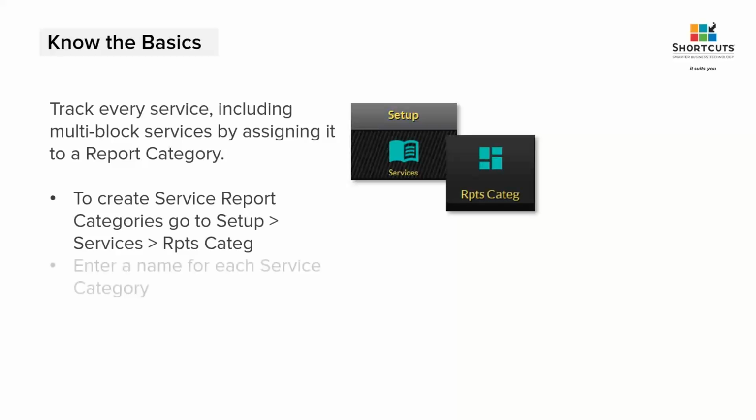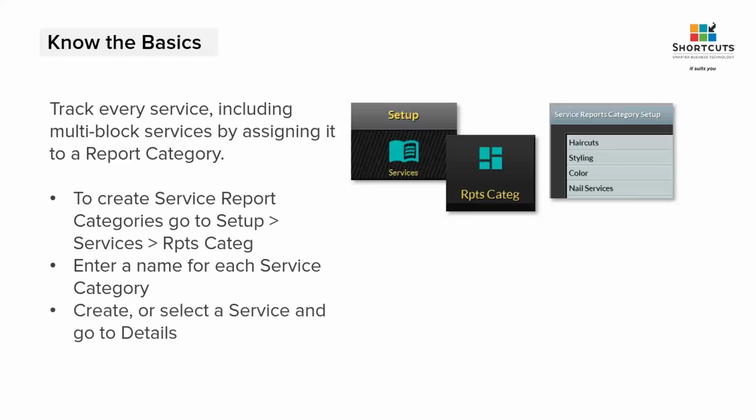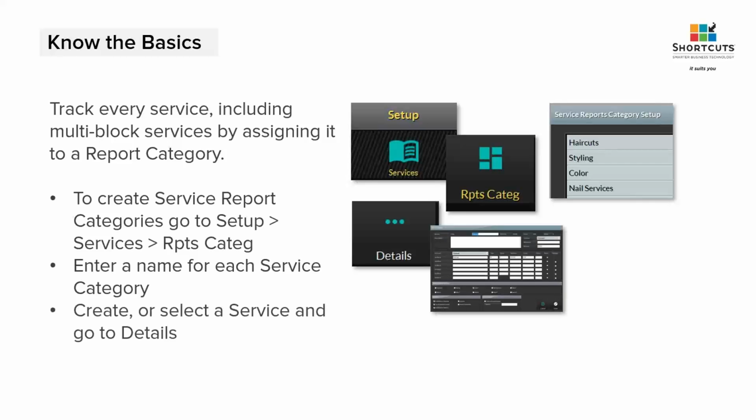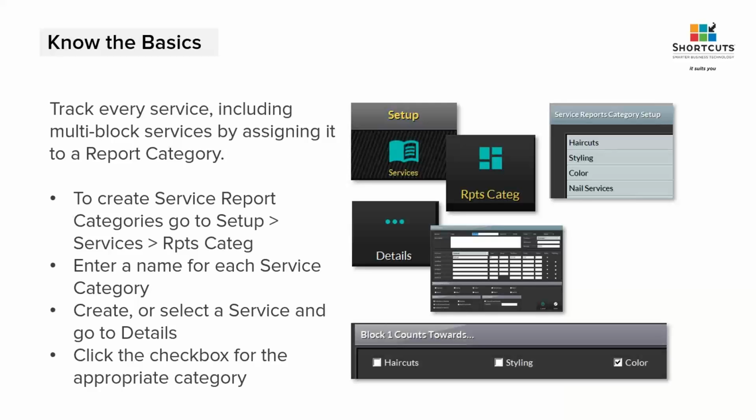So one of the big ones, we want to make sure that you're tracking your services, especially if you're performing multi-block services. So before you run any service reports, make sure your service categories and your service reports are set up correctly. So if you were to go to Setup, Services, at the bottom of the screen, there's a button that says Reports Category. In Shortcuts, there's 10 different categories you could create. So this depends on your business.